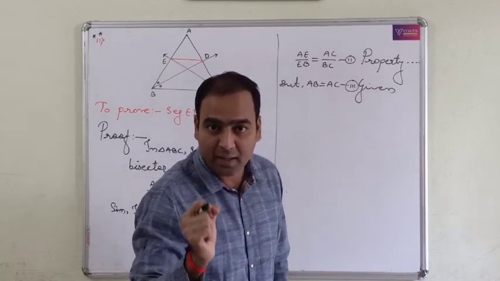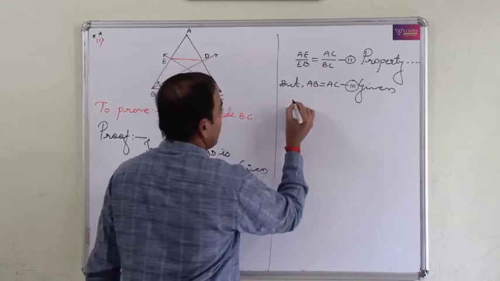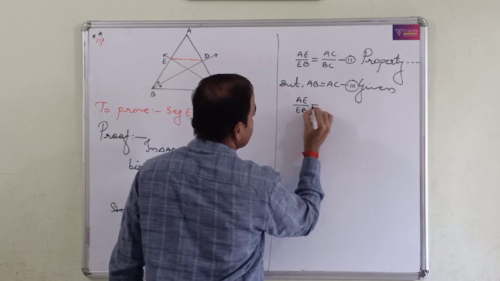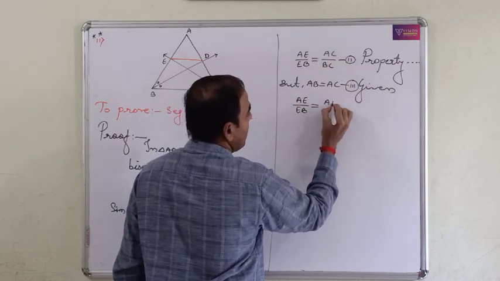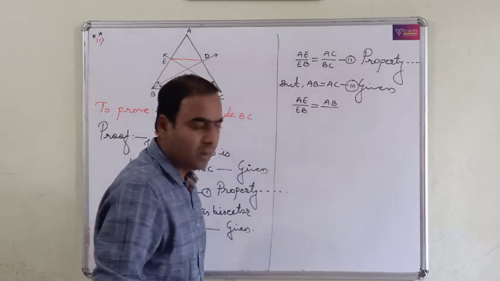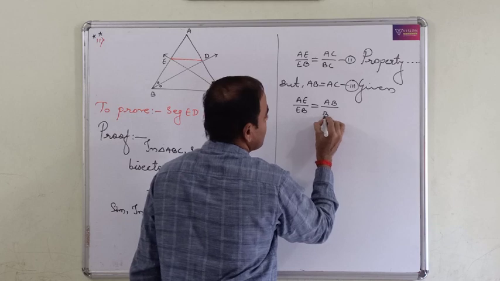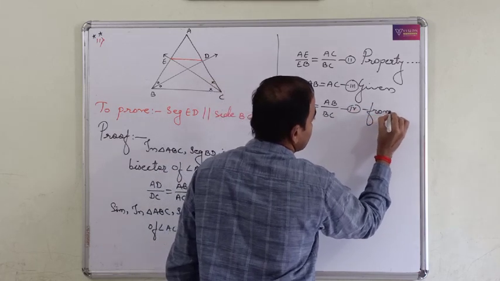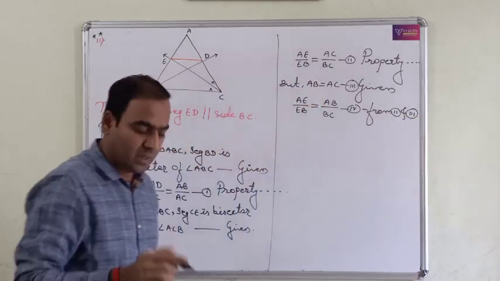Removing AC, what are we putting in? AB. So taking AE upon EB is equal to, in place of AC, I am taking AB because their lengths are the same. So in place of AC we take AB, upon BC as it is. This is the fourth statement, and the reason is from second and third. Have you got it? From second and third.